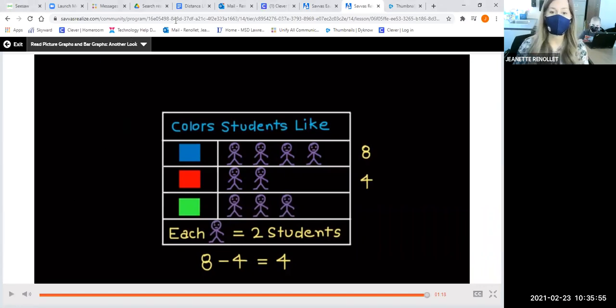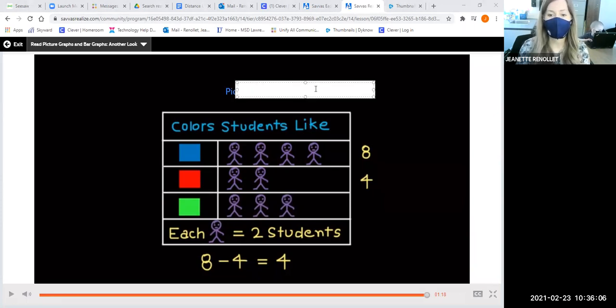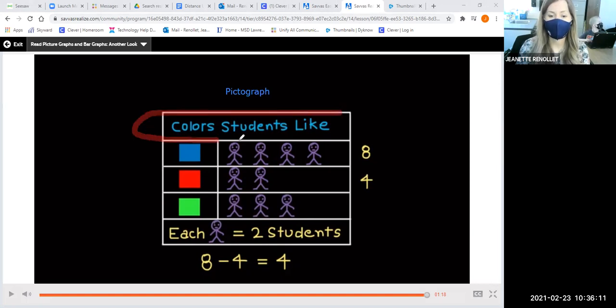Yesterday, we talked about different types of graphs. This is called a picture graph or a pictograph. I noticed a couple things about it. I noticed that there is a title. I noticed that there are 3 categories, 1, 2, 3. And I noticed that the scale is not 1. Each picture in the graph is equal to 2.